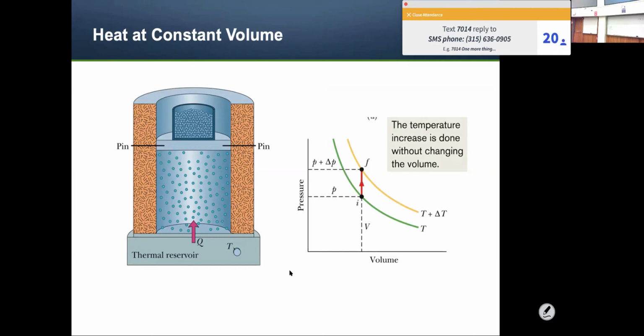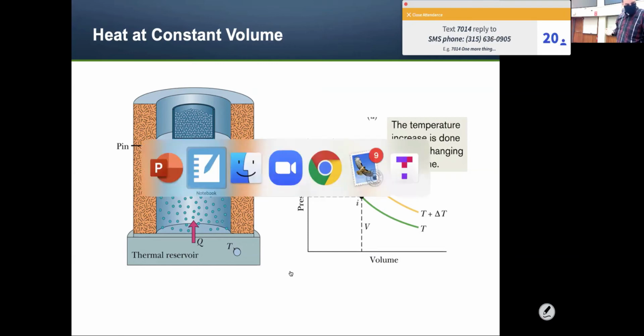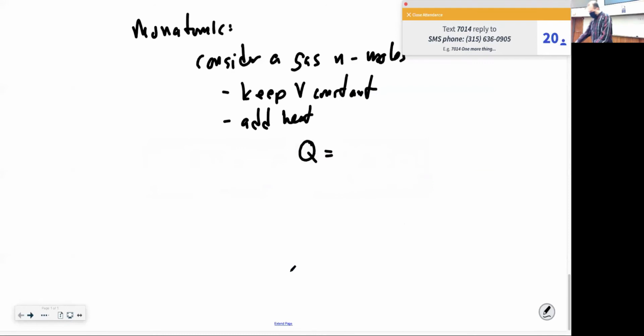At constant volume, it will move up in this diagram. The pressure has to go up, as these things move faster, and the volume is not changing. We know in this case that Q equals nCV times delta T. And we know also that that's equivalent, since no work is being done, to the total energy change of the system.